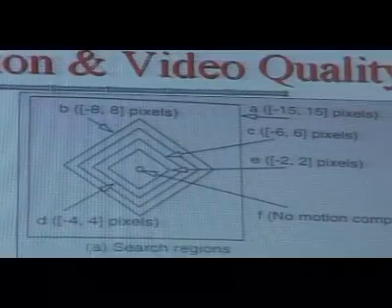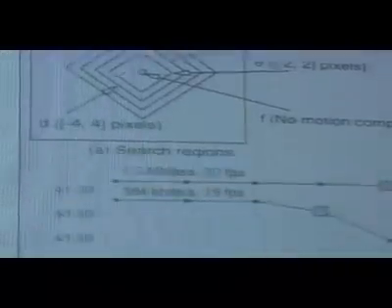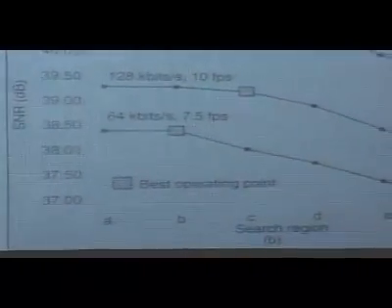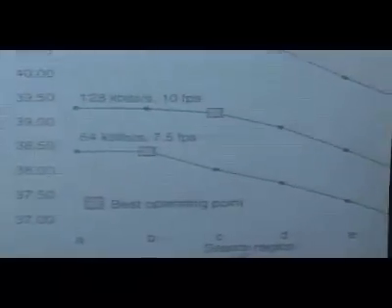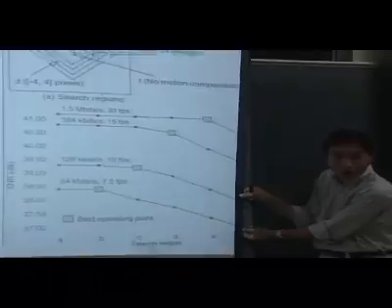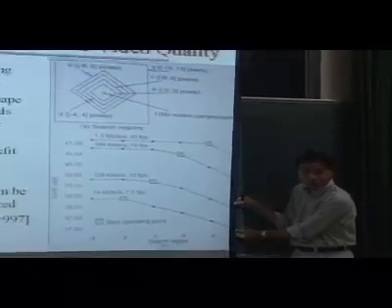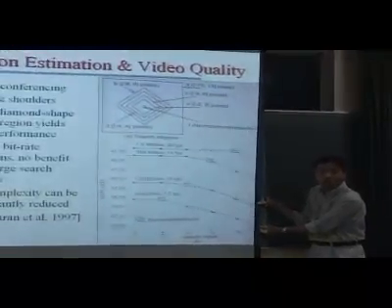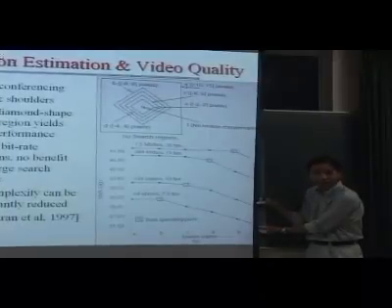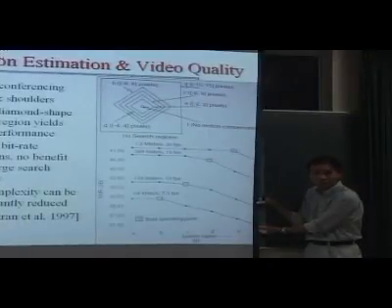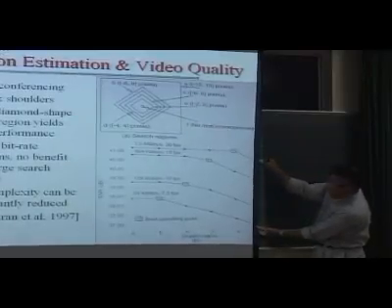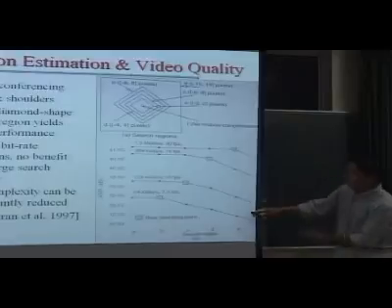This is the search region A, B, C, D, E, F. I hope I'm not missing F at the extreme side, but I don't know if you can see it right here. F is always the worst performer of all. Obviously, right? You're not doing any motion estimation, so you cannot expect to compete. So very bad across all bit rates.